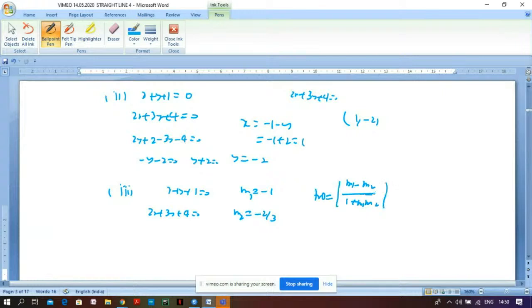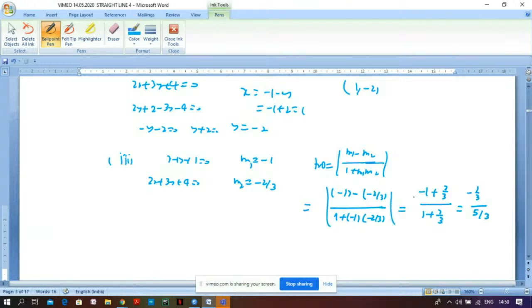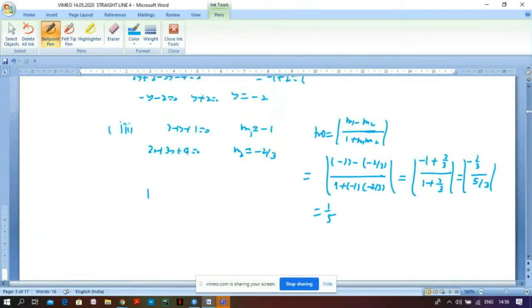I'll take the mod because I'll report the acute angle unless asked otherwise. And that equals (-1 minus -2/3). Don't make a mistake. And (1 plus (-1)(-2/3)). Make good use of the brackets. So -1 plus 2/3 and 1 plus 2/3. That gives you -1/3, and this is 5/3. And of course, everywhere the modulus is coming, the absolute value. And so I get 1/5. And so I can write that tan inverse of 1/5 is indeed the angle between the lines.